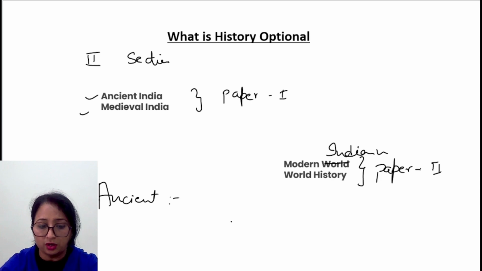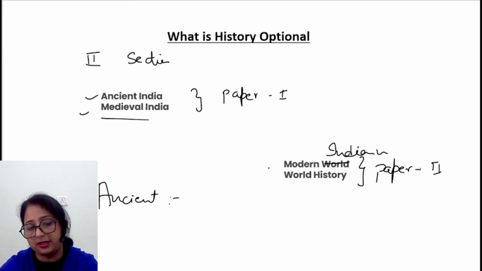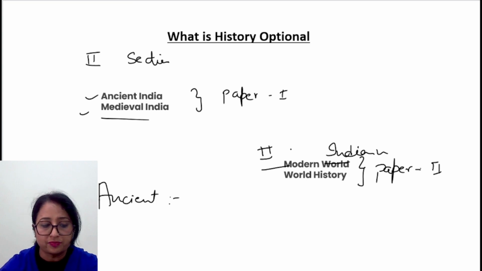What I would suggest as your strategy is to choose any two sections among these four. Suppose I choose medieval India from section 1, paper 1, and modern Indian history in paper 2. Then I would try to make each of these sections strong, because this is very, very important.